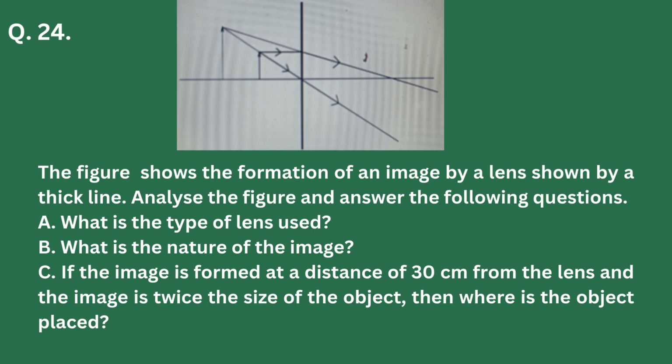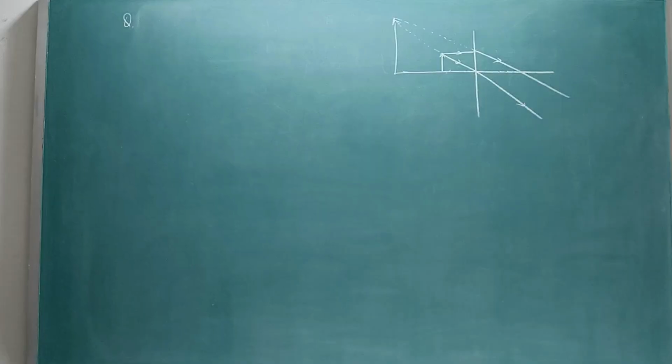Question number 24. The figure shows the formation of an image by a lens shown by a thick line. Analyze the figure and answer the following questions. A. What is the type of lens used? B. What is the nature of the image? C. If the image is formed at a distance of 30 cm from the lens and the image is twice the size of the object, then where is the object placed?